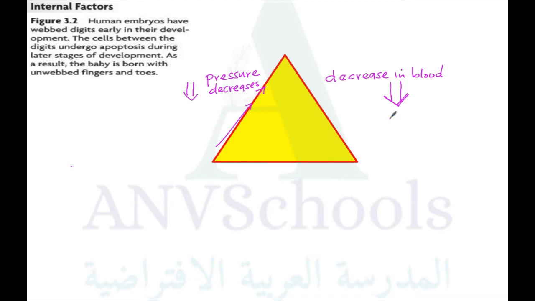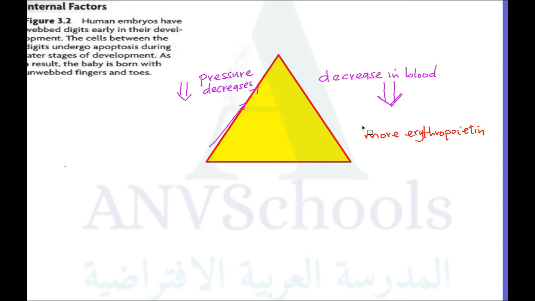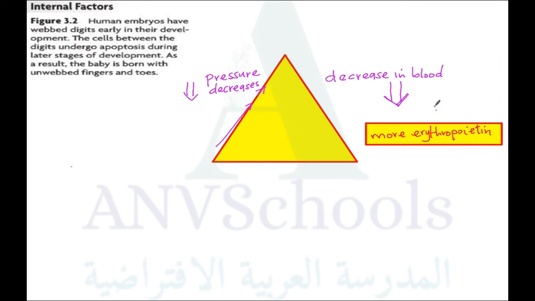So here, more erythropoietin will be released. That is why people will go for high mountain or high altitude training before they go for marathon races or long distance races. So this will lead to an increase in the red blood cells.